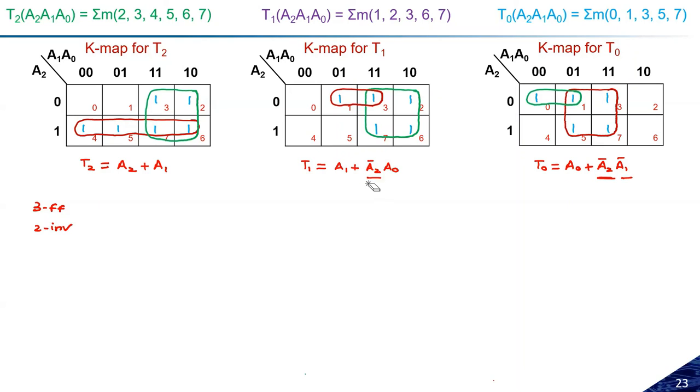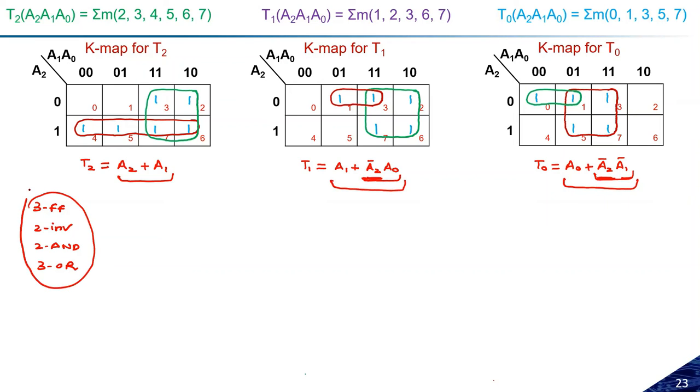Now, after inverting, I need one AND gate over here, and another AND gate here. So I need two AND gates. Then I need one OR gate here, one OR gate here, and one OR gate here. So three OR gates are required. So this much hardware is needed to design this particular counter: three flip-flops, two inverters, two AND gates, and three OR gates. So these are the requirements.